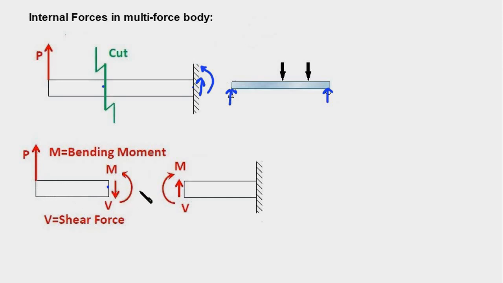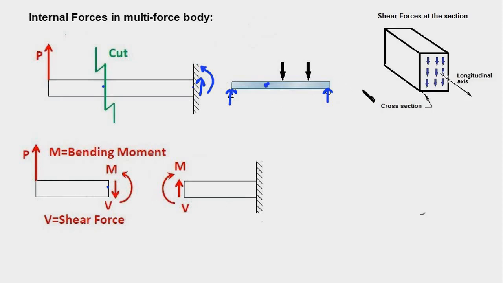Also notice one point, that in the case of two-force bodies, the normal or axial forces are the same throughout the length of the body, but that is not the case here. The value of shear force and the bending moment would vary from place to place along the length of the beam.